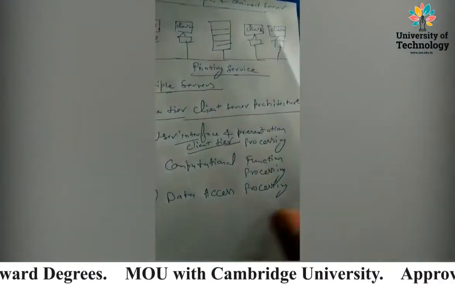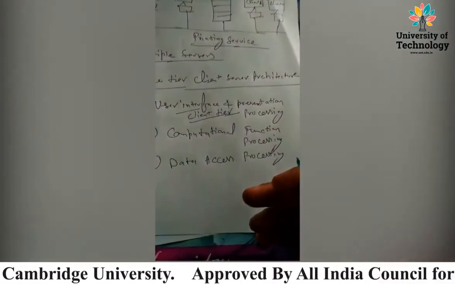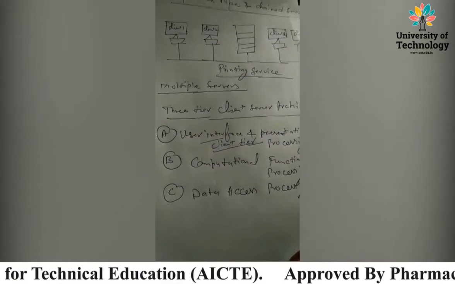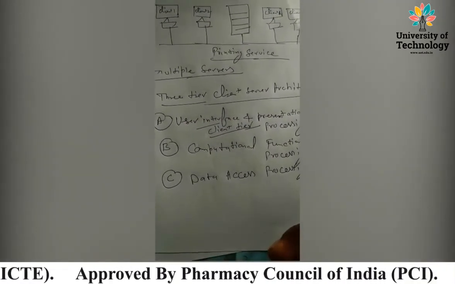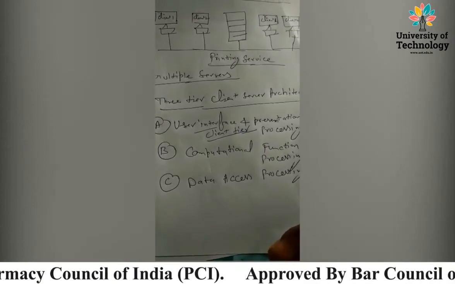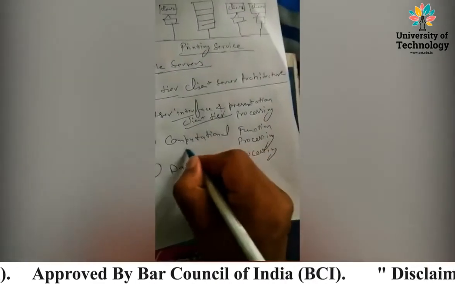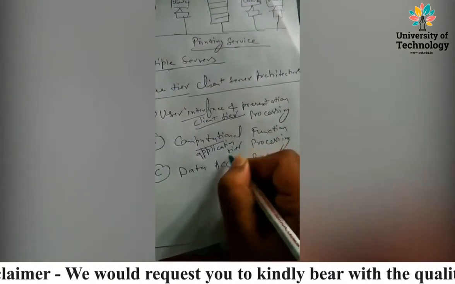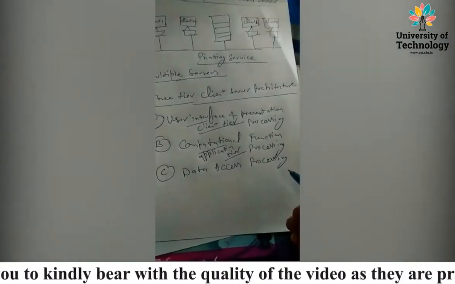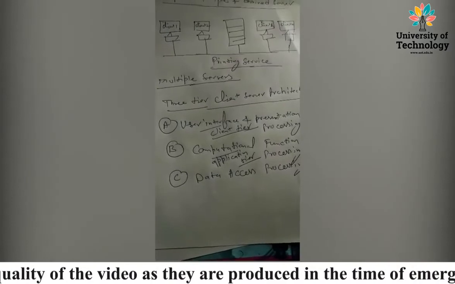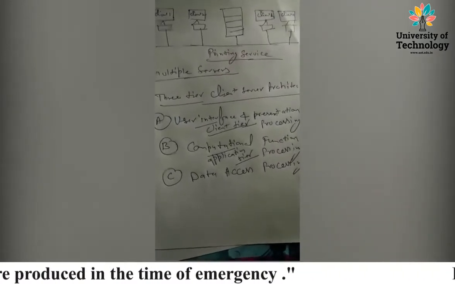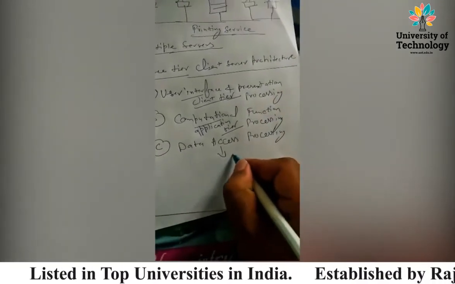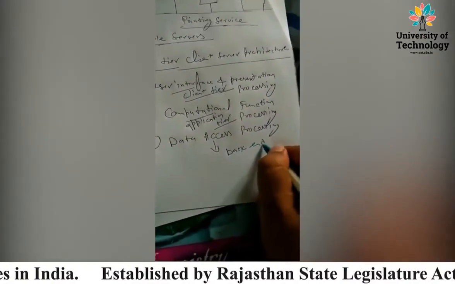Second, computational function processing. These components are responsible for providing transparent, reliable, secure, and efficient distributed computing. They are also responsible for performing the necessary processing to solve a particular application problem. These components belong to the application tier. Now, data access processing. These components are responsible for accessing data stored on external storage devices. They belong to the back-end tier.